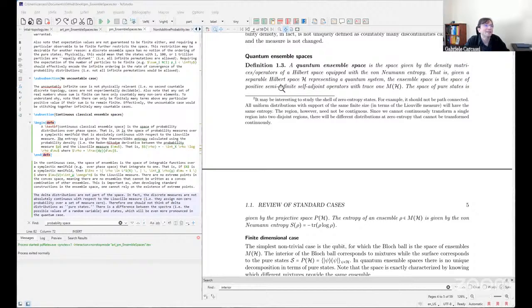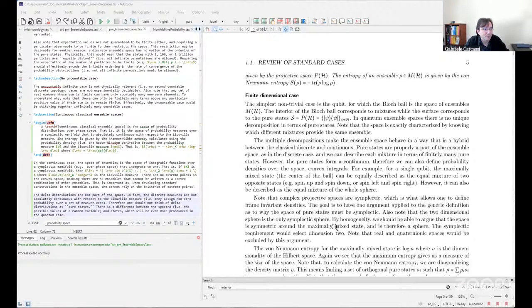So that is, given a separable Hilbert space H representing a quantum system, the ensemble space is a space of positive semi-definite self-adjoint operators with trace 1 on H, and the space of pure states is given by the projective space P of H, and the entropy of the ensemble rho, which is in the space of positive semi-definite self-adjoint operators with trace 1, is given by the von Neumann entropy, which is minus the trace of rho log rho. Okay, these are all standard definitions. So again, like in the discrete case, we're going to look at the finite dimensional case, which is absolutely clear. And then we'll talk a little bit about the infinite dimensional case, which has all the problems that we already discussed for classical mechanics.